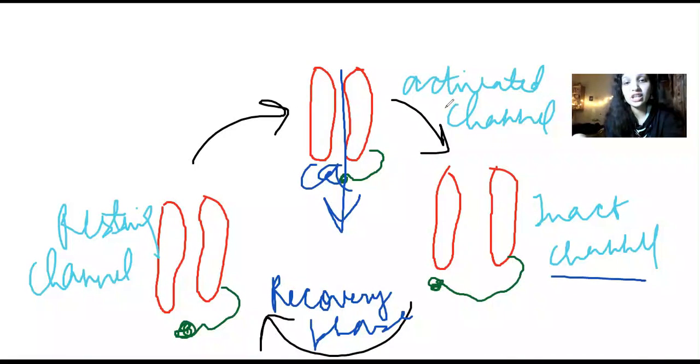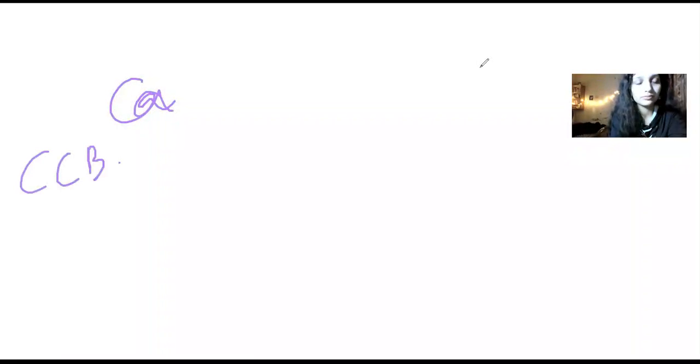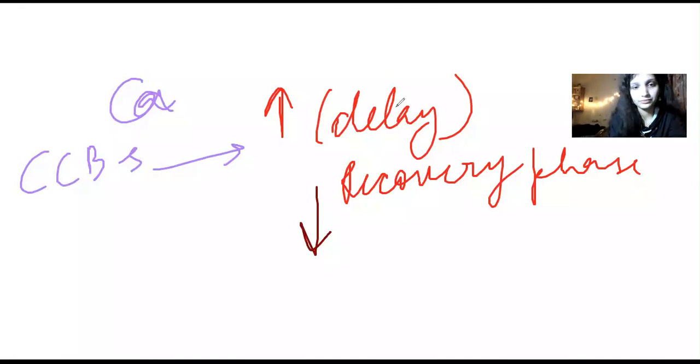So when calcium channel blockers are given, as I mentioned and wrote earlier, calcium channel blockers like verapamil and diltiazem. Verapamil will delay the recovery phase to a larger extent, while diltiazem does not do so to that extent. So the inactivated channel takes more time to become activated again. That means calcium availability is affected. So calcium channel blockers will delay the recovery phase.